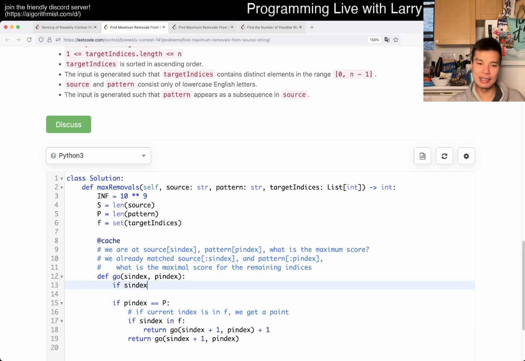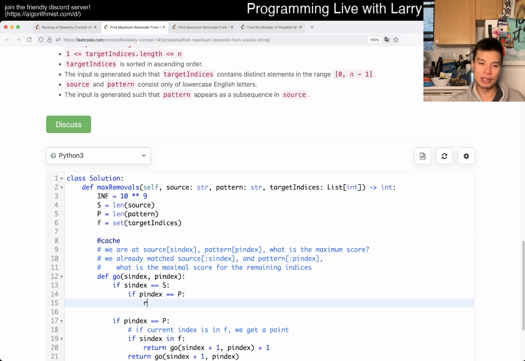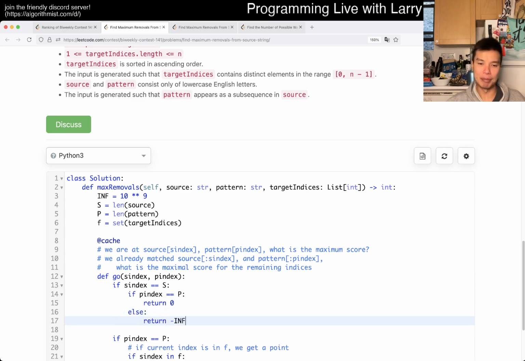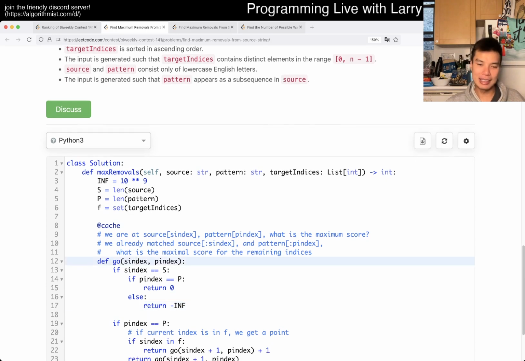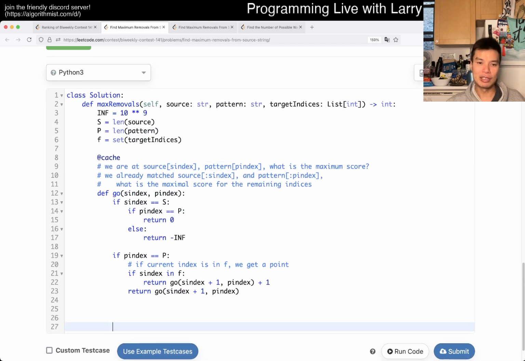And then the other base case, of course, is if P index is equal to P, that means that the actual string is done. So we return 1 because we have one way to do it. Oh, no, sorry. We return 0 because we're done and we're happy, we're accomplished. Otherwise, we return negative infinity because we want to say that, okay, you got to this state, but it's not possible because we haven't matched all the patterns yet, right? So those are basically it.